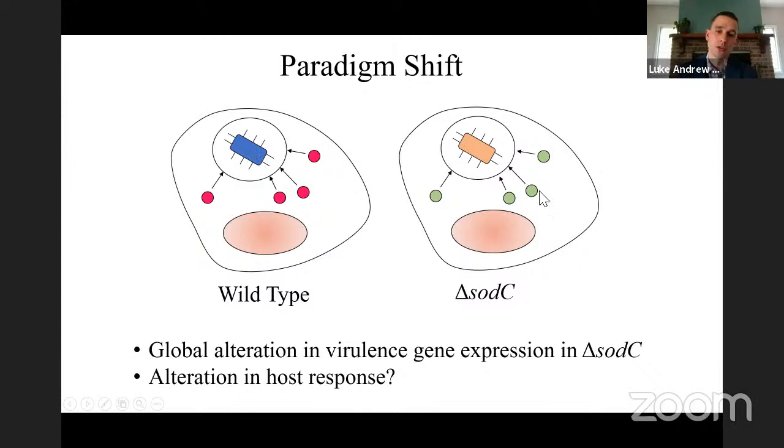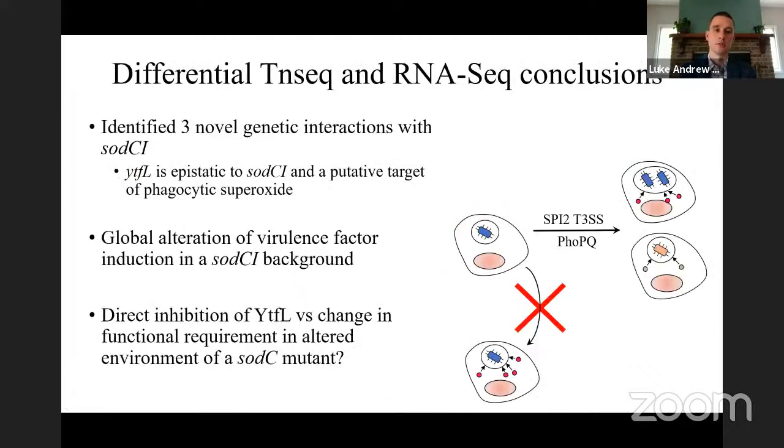Whether there's also an alteration in the host response to Salmonella infection is not specifically clear, but is something we're going to follow up on. So how do we combine these 2 results from the differential Tn-seq experiment and the RNA-seq experiment? In the differential Tn-seq experiment, I told you that we identified 3 novel genetic interactions and focused on discussing YTFL, which in a simple interpretation can be thought of as the target of superoxide. Then in the RNA-seq experiment, now I'm saying that it seems like there's global alteration in gene expression. So at face value these seem to be 2 results that don't pair well together.